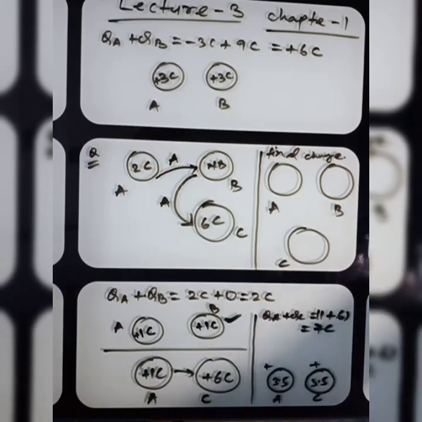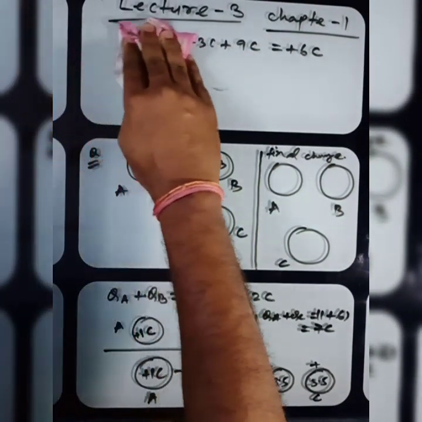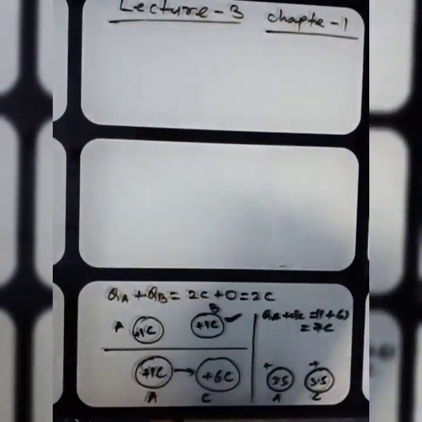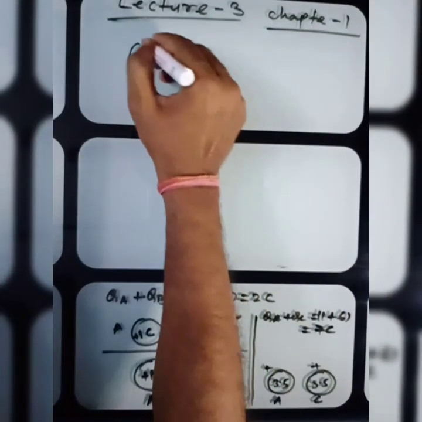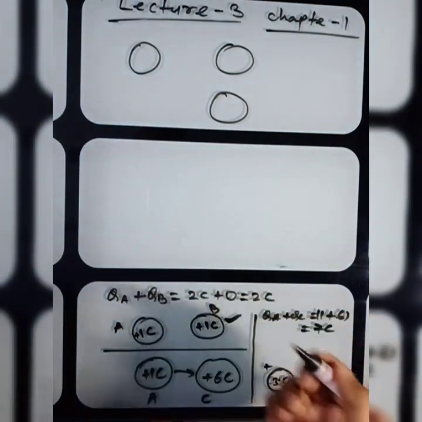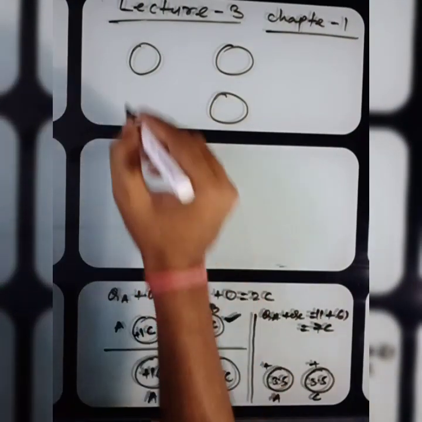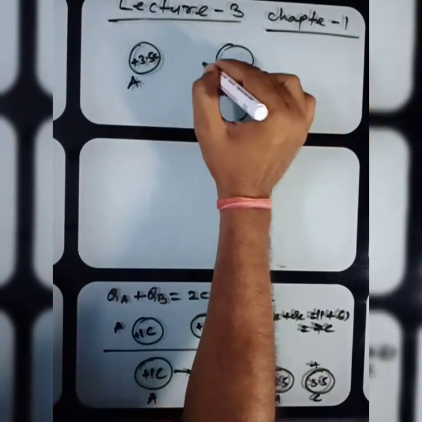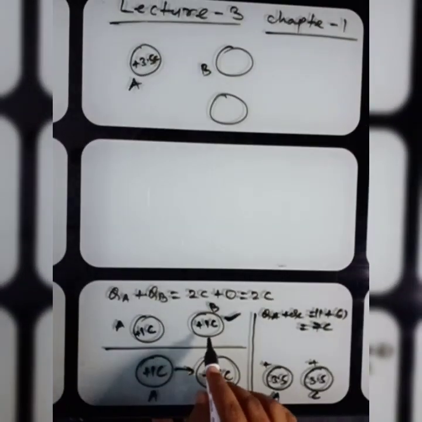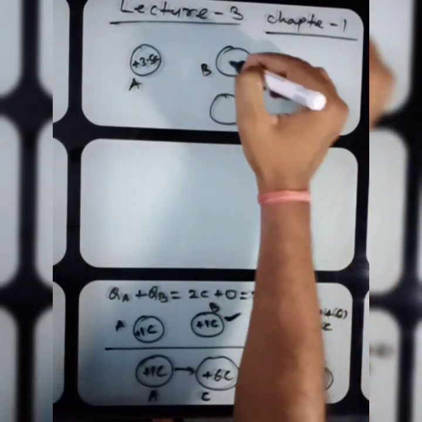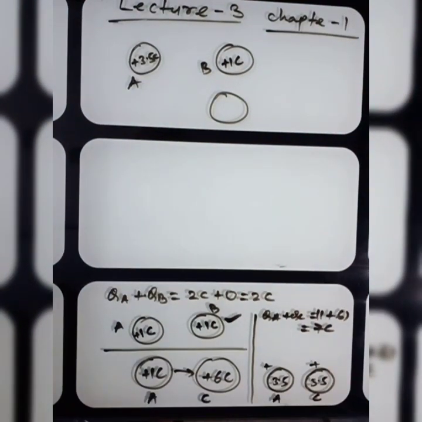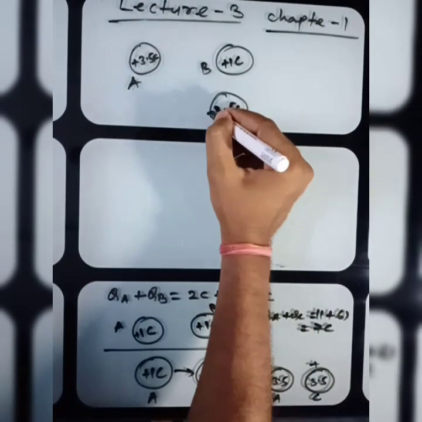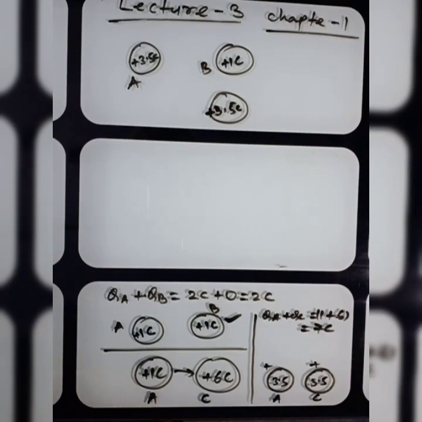Both are positive 3.5 and positive 3.5. So finally you can arrange A, B and C, because later on you will be asked to find the electrostatic force between A, B and C. Try to arrange A, B and C. Finally A has plus 3.5 Coulomb, B, because it made contact once only, has 1 Coulomb, and C finally has 3.5 Coulomb. So this is the answer.